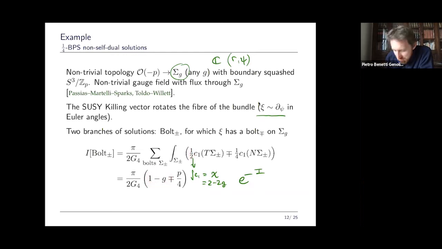Okay. Then there is a non-trivial part. So the integral of c1 of N sigma, the normal bundle, is by definition P. When I split it, it becomes P. The non-trivial part is showing that the signs of the chirality of the spinor are such that this plus minus is related to this plus minus. That's the non-trivial part for which you have to sit down and do a computation.